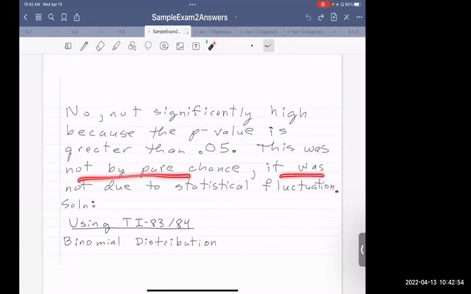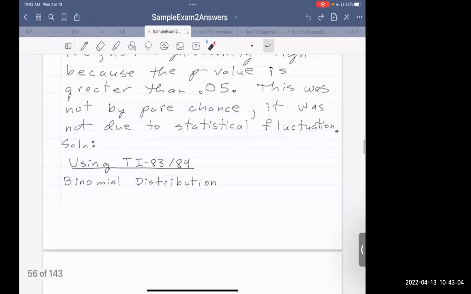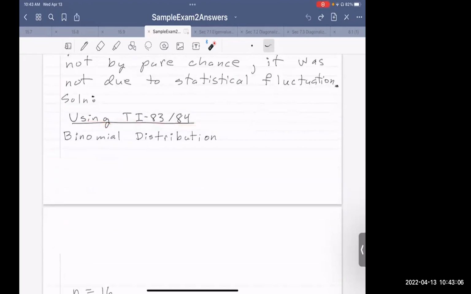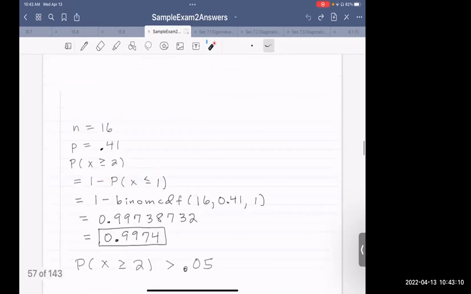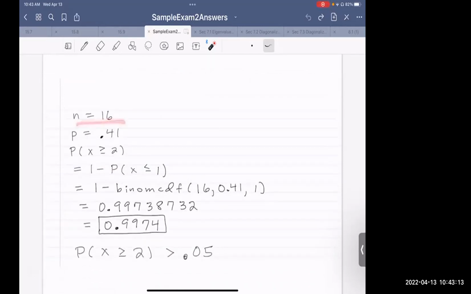So this was not by pure chance. It was not due to statistical fluctuation. If you're using the TI-84, then the way that you would approach this problem is, well, again, this is a binomial distribution with n equals 16, p equals 0.41. I want to find the probability that x is greater than or equal to 2.